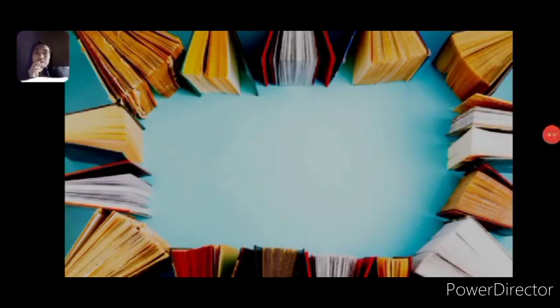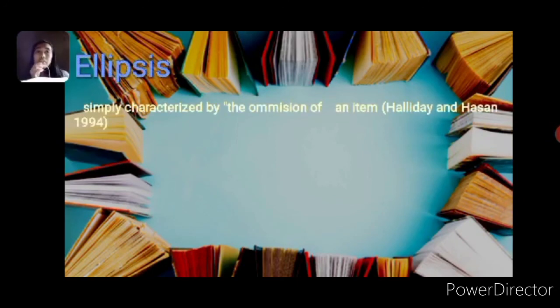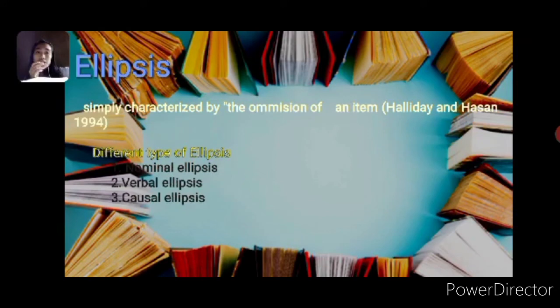Now, let's proceed to the ellipsis. Ellipsis is simply characterized by the omission of an item, according to Halliday and Hasan. There are also three different types of ellipsis: nominal ellipsis, verbal ellipsis, and clausal ellipsis. Nominal ellipsis, or omitting a noun.